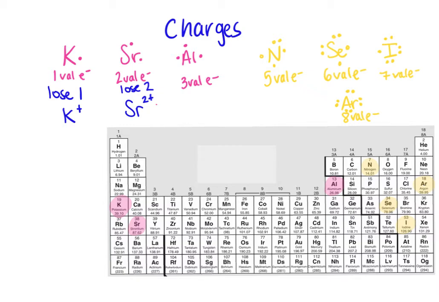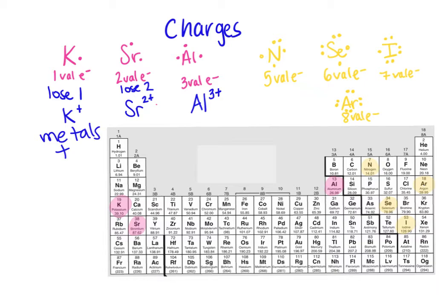Strontium has 2 valence electrons, so it can either lose 2 or gain 6. It's going to lose 2, so it's going to become strontium, not just +1, but a +2 charge. Okay, and then aluminum has 3. It's going to be easier to lose 3 than to gain 5, so aluminum's charge will be Al +3. Okay, so you'll notice that your metal ions are going to be positively charged. Your metals are going to turn into cations.